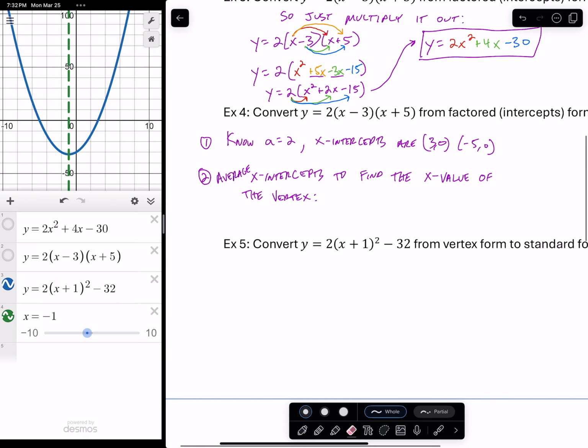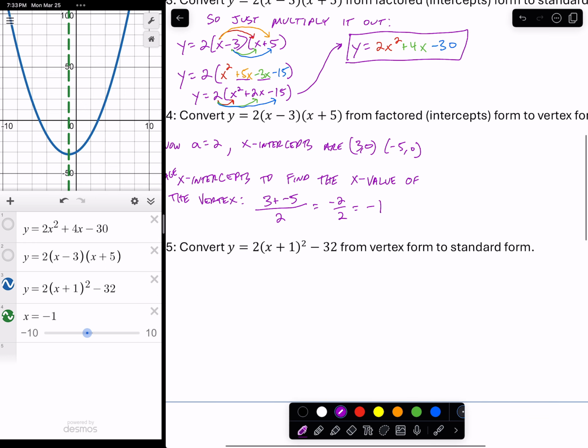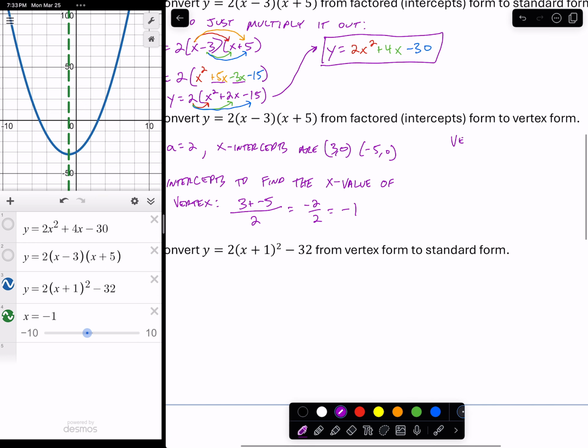In this case, we're working with just the x-coordinates of the x-intercepts. We take the x plus the other x. We're averaging, so we add them together and divide by 2. That's how we average, right? So 3 plus negative 5 is negative 2, over 2, and we get negative 1. So we now know the vertex has an x-coordinate of negative 1.